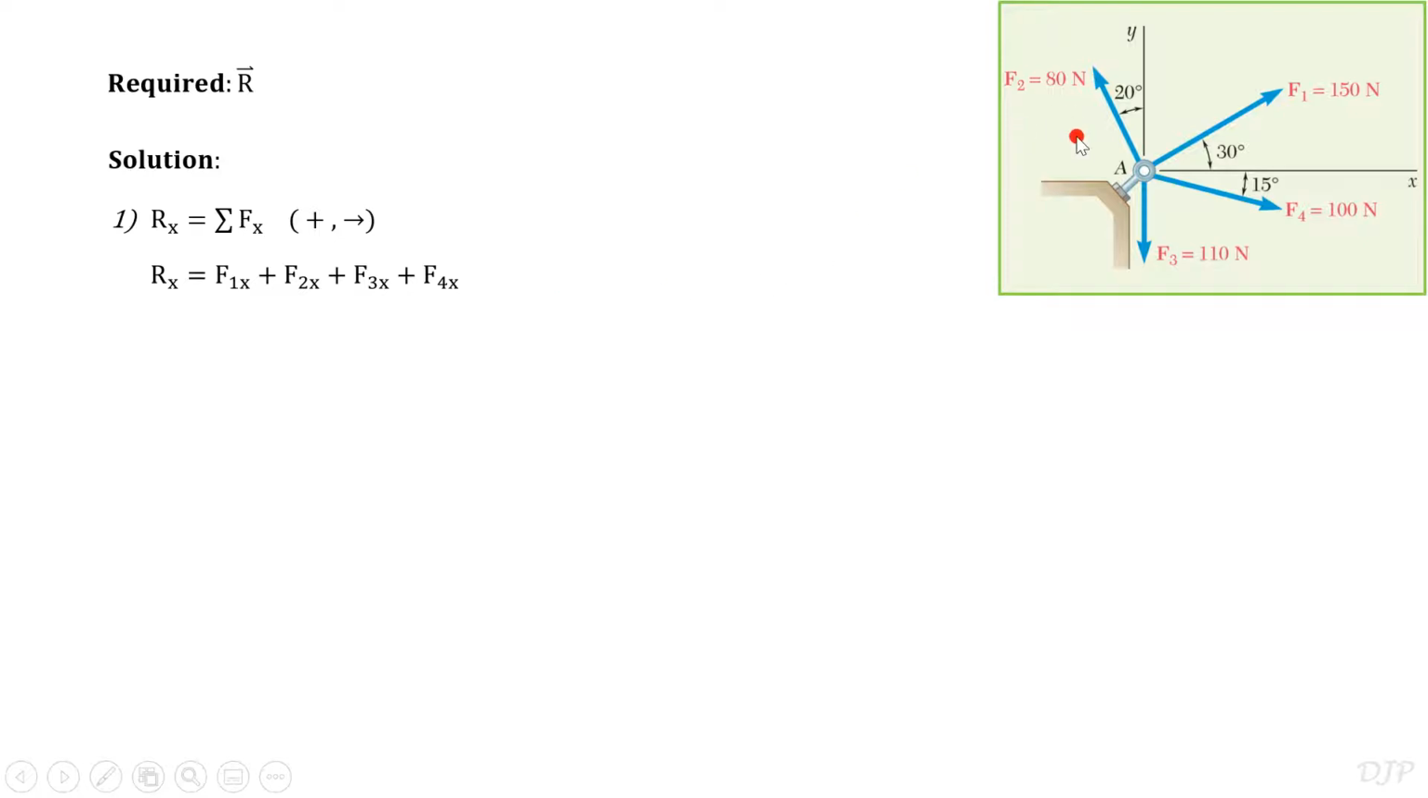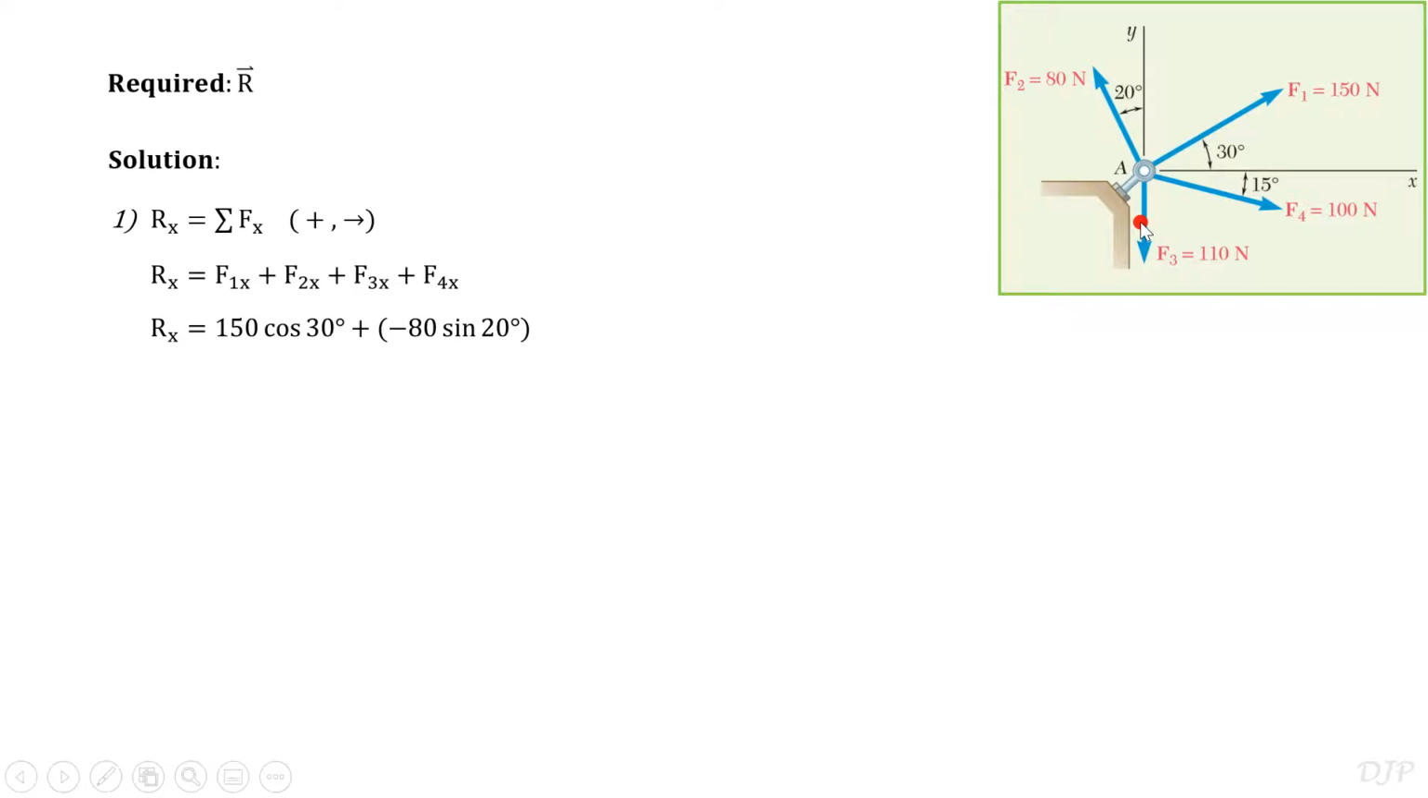This time, let's substitute in this equation the required values for each term. By applying trigonometry, we can write that the x component of F sub 1 is positive 150 times cosine of 30 degrees. For F sub 2, we should write its x component as negative 80 times sine of 20 degrees. Kindly take note of the orientation of force F sub 2 in this figure.